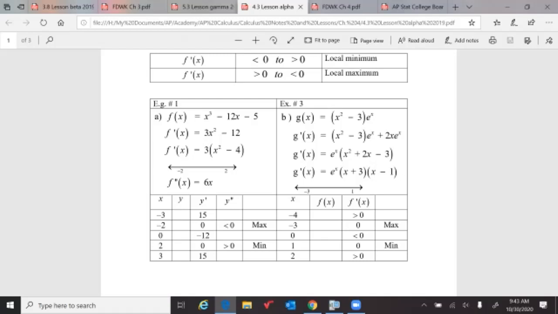At 2, I already know the derivative is 0. I go past 2, go to 3, it's positive. This is a local min, because the derivative is negative, the graph is falling, then it begins to rise.